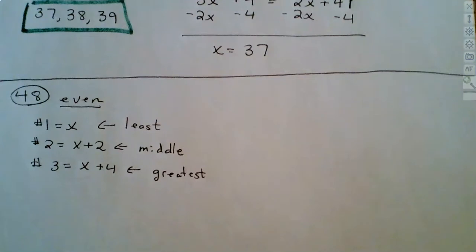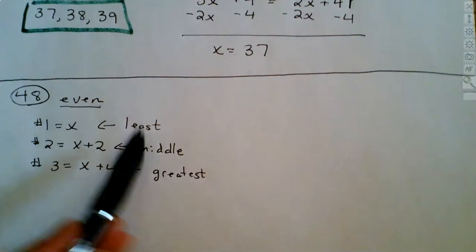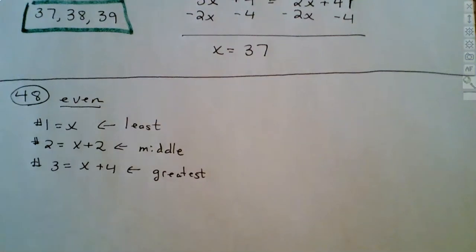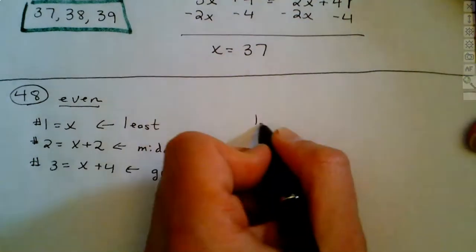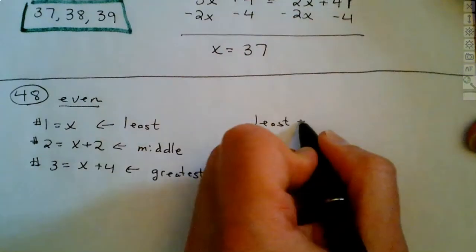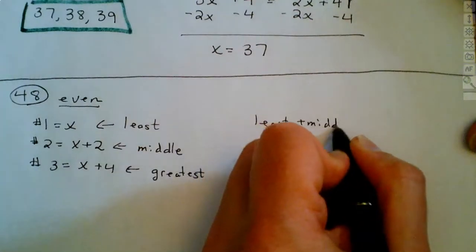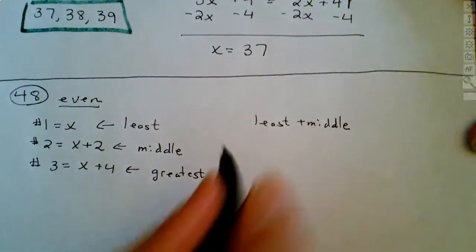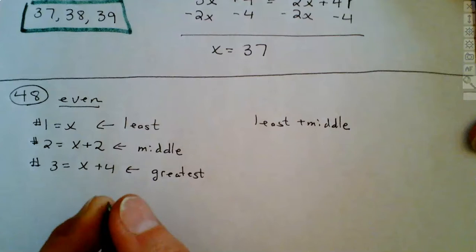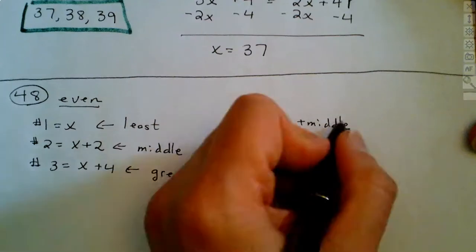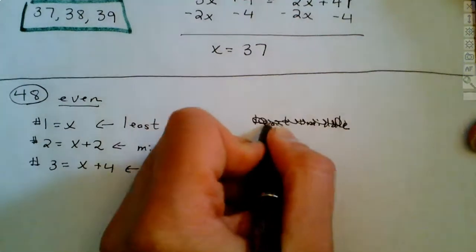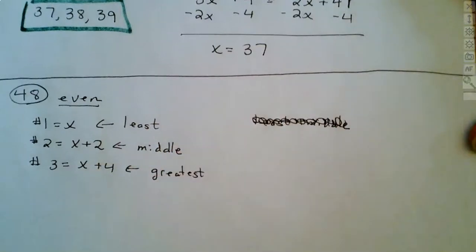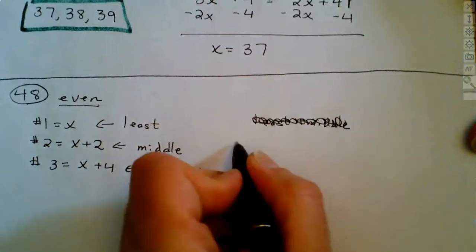So we need 3 consecutive even integers. That's right here. We've done that. Such that the sum of the least and the middle. So we're going to add these together. Least and the middle is, oh, sorry, wrong question here. My mistake. I was looking at 47. 48 says, if we read it correctly, such that the least and the greatest. So least and the greatest here.